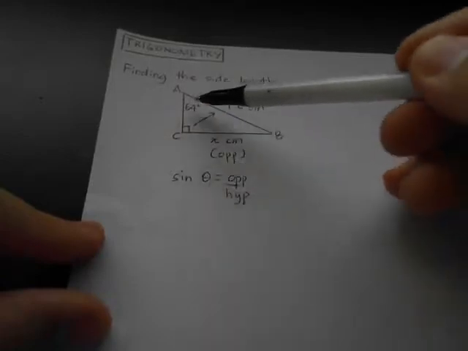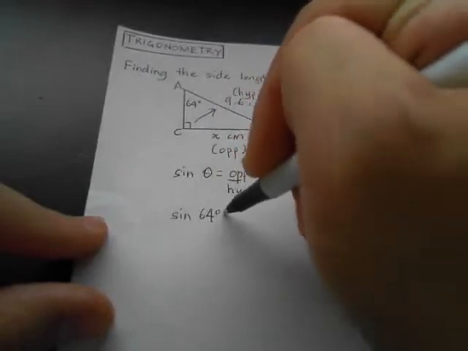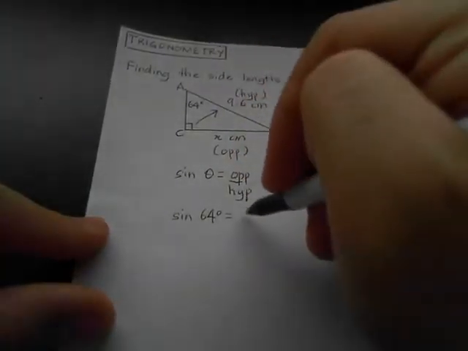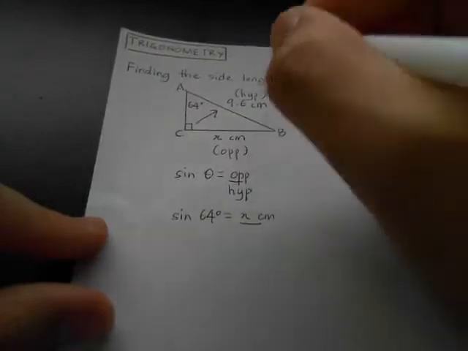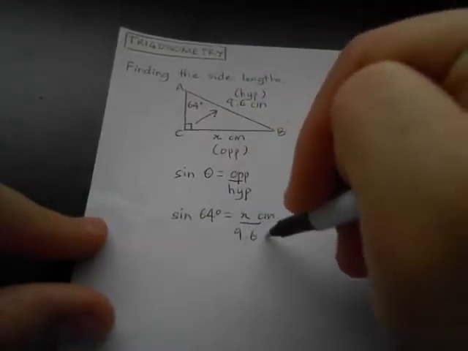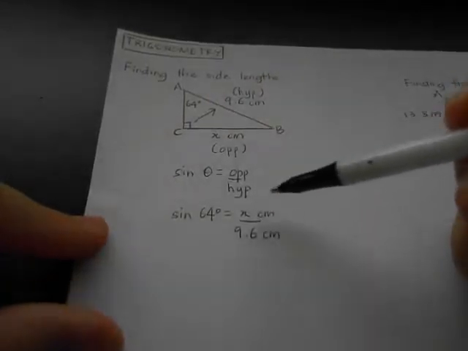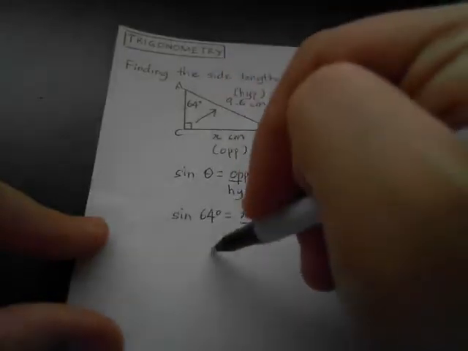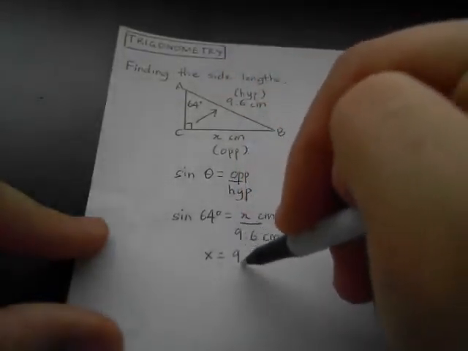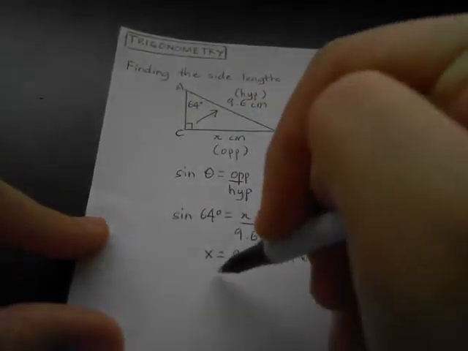The theta in this angle given is 64 degrees. So we have sine 64 degrees, and the opposite would be x cm over your hypotenuse, which is 9.6. Okay, so all we need to do in this case here is to leave x cm as the subject, and we have 9.6 multiplying by sine 64 degrees.